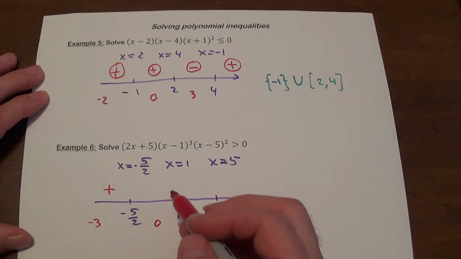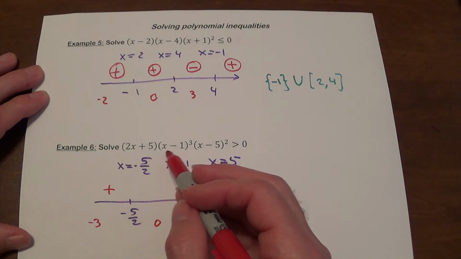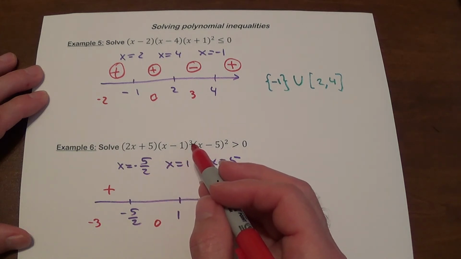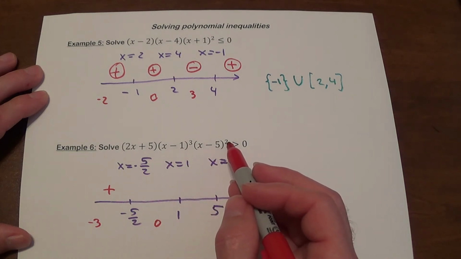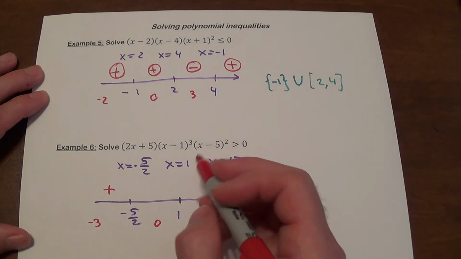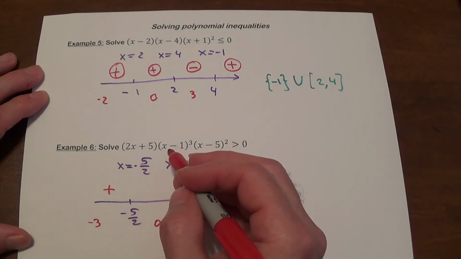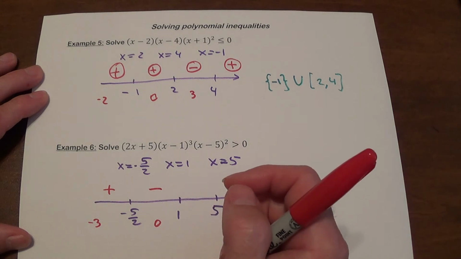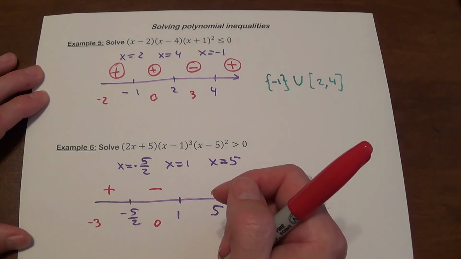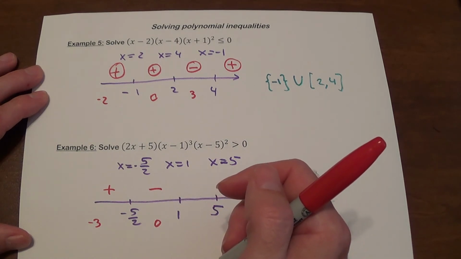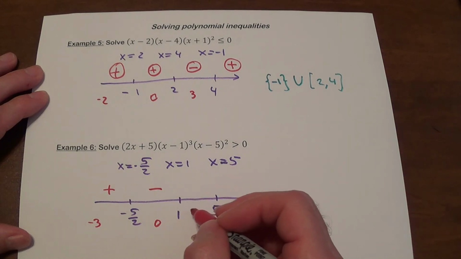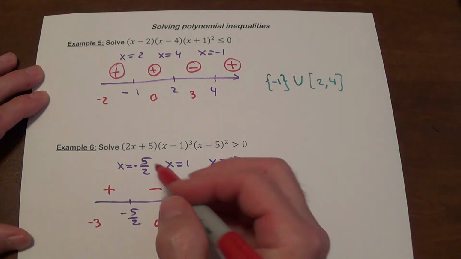Let's go with 0 here. Positive, negative cubed is still negative. Negative squared is positive. So we're going to have a negative, positive, positive. That's negative. Right? Over here, let's go with 2.